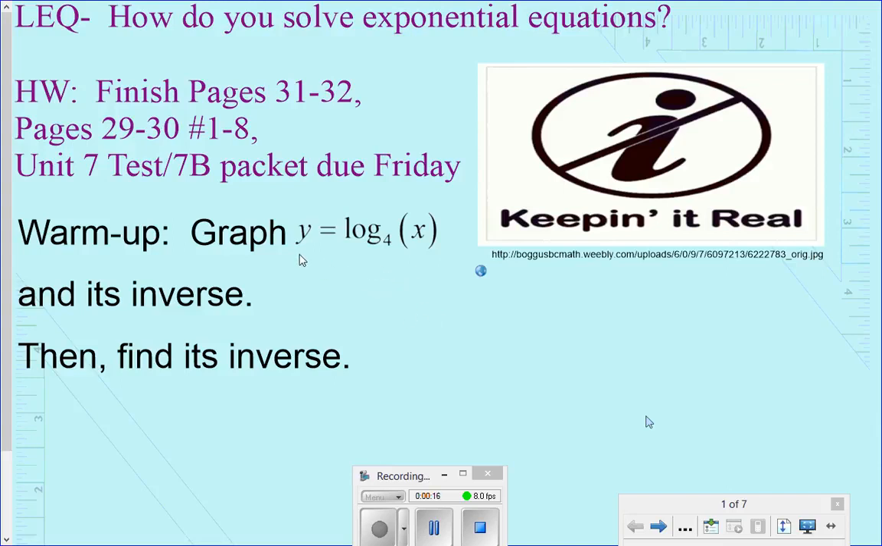So remember from yesterday, you need to put that into exponential form, so 4 to the y equals x. So I can make a table, and when I make the table, I'm going to input y values rather than x and get the outputs for x. So when I do that, 4 to the negative 1 is 1/4, and 4 to the 0 is 1, and 4 to the 1 is 4. So I can graph those.